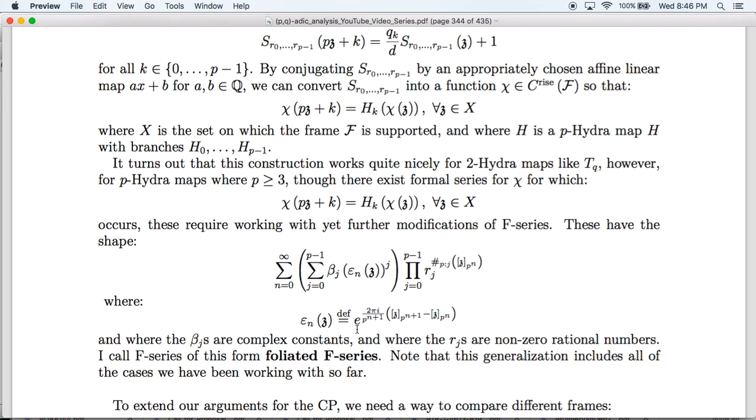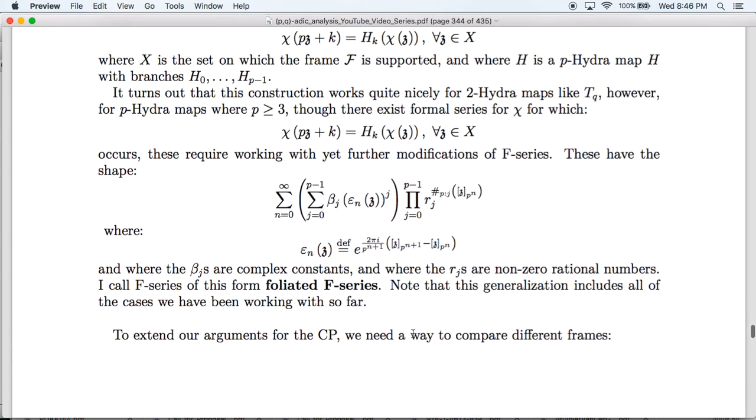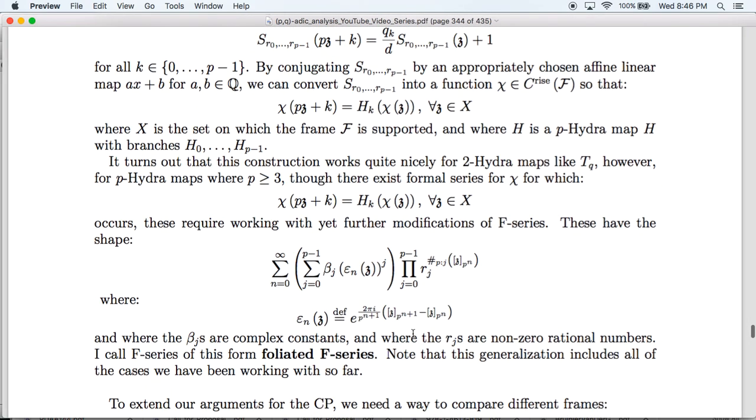Here, epsilon of z takes values in roots of unity. For every p-adic integer z, it outputs e to the 2 pi i over p^(n+1) times z mod p^(n+1) minus z mod p^n. So this actually was something quite interesting.